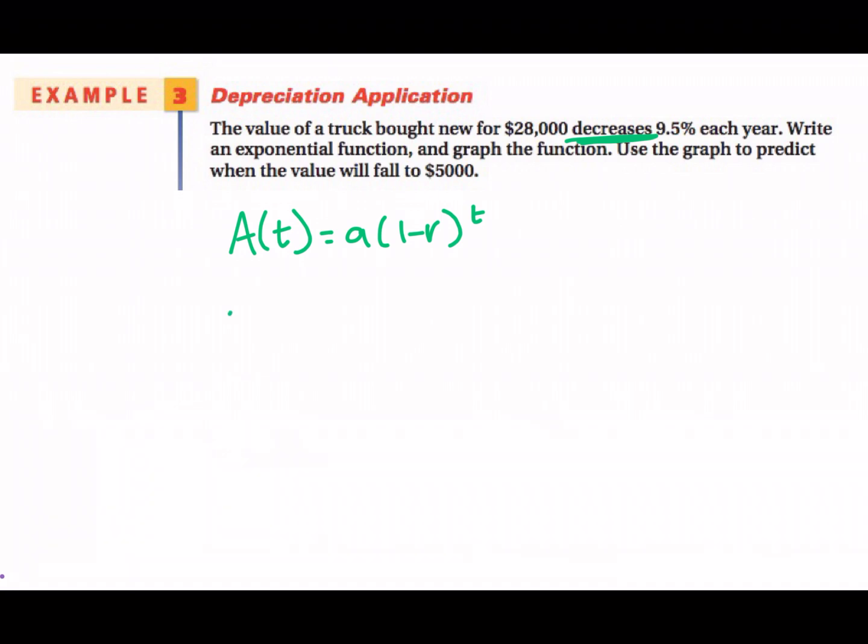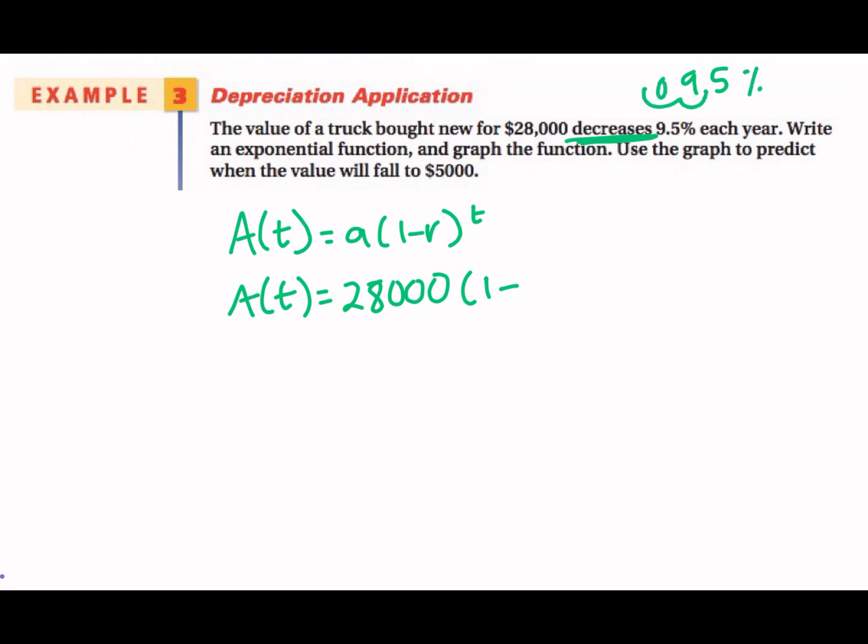Okay, so let's go ahead and plug in. Our initial amount of the truck is 28,000. So our lowercase a is going to be 28,000. 1 minus R, so 9.5. Remember, convert that to a decimal because it's right now a percent. We can move our decimal place 2 times, or you can do 9.5 divided by 100, so 0.095 to the T.